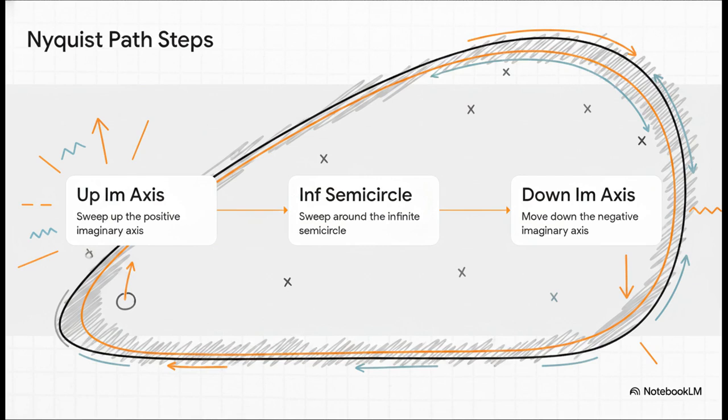So to actually construct the Nyquist path, we step-by-step enclose the entire right half of the S-plane. Why the right half? Well, because any pole that lands on the right side of the S-plane means our system is totally unstable. Step 1. We sweep up the positive imaginary axis, testing all frequencies from 0 to infinity. Step 2. We take this massive, infinite semicircular sweep to capture literally everything on that right side. And step 3, we move right back down the negative imaginary axis, which gives us a perfect mirror image. Oh, and if there are any poles sitting exactly at the origin, we just take these infinitesimal, tiny little detours around them so the math doesn't completely break down.